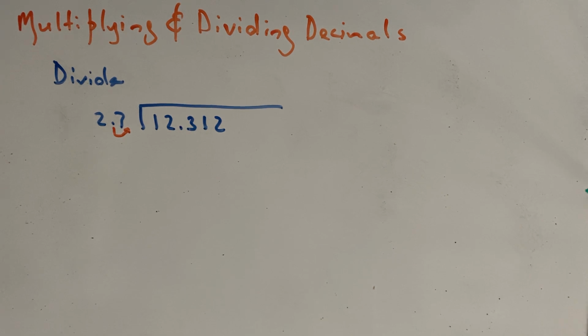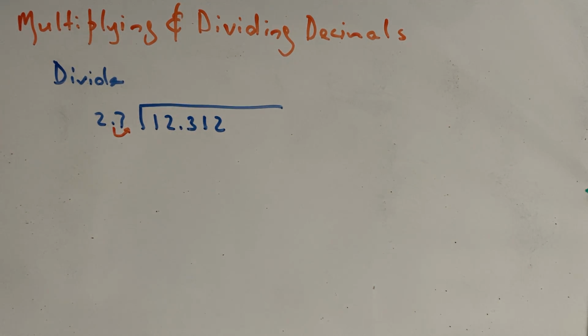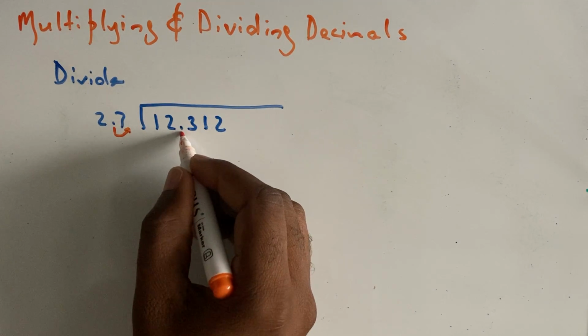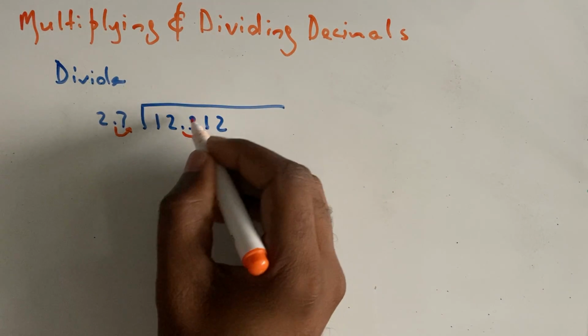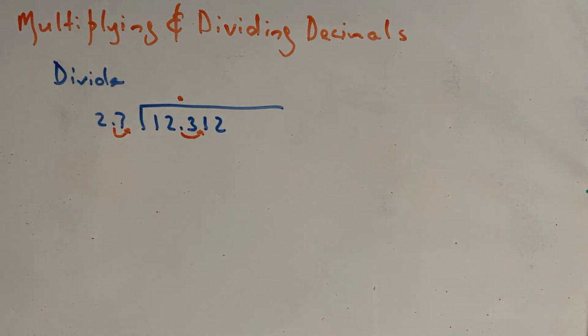What we're going to do next is move the decimal point in the dividend, which is right here, the same number of places that the decimal point in the divisor was moved. We moved it 1 place, therefore I'm going to move this 1 place to the right. You count how many places you move it, then you do the same thing. The decimal point in the quotient lies directly above the decimal point in the dividend, so your answer will have the decimal point directly above it.